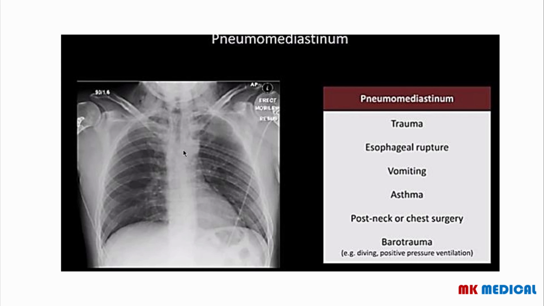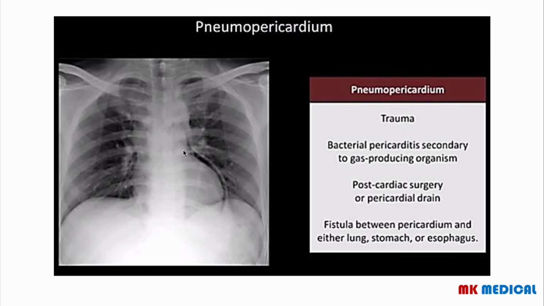Pneumomediastinum can be caused by trauma. It can be caused by esophageal rupture. It can be caused by asthma, vomiting, even some neck surgeries, or even barotrauma in things like positive pressure ventilation, and even patients that go diving.